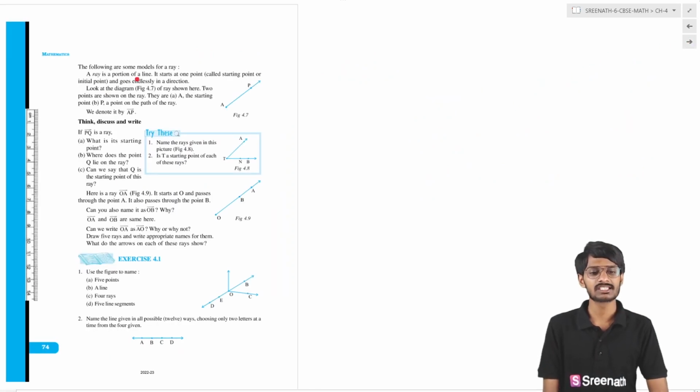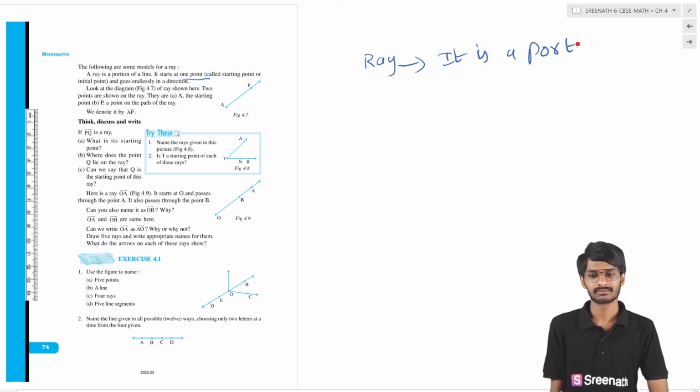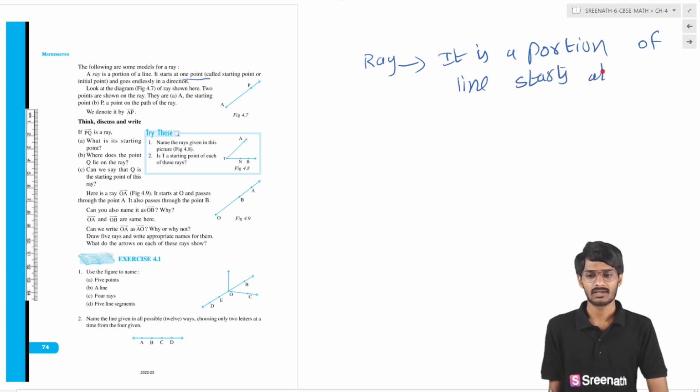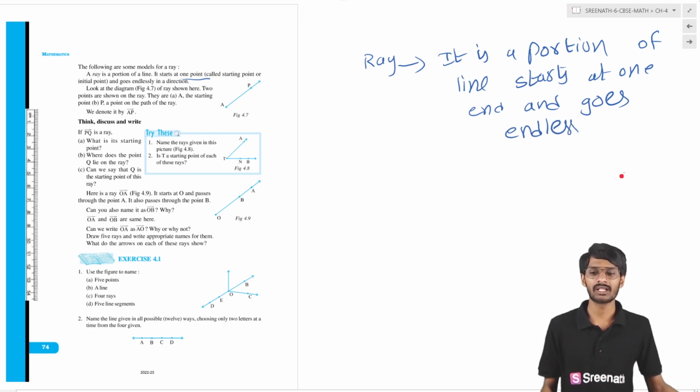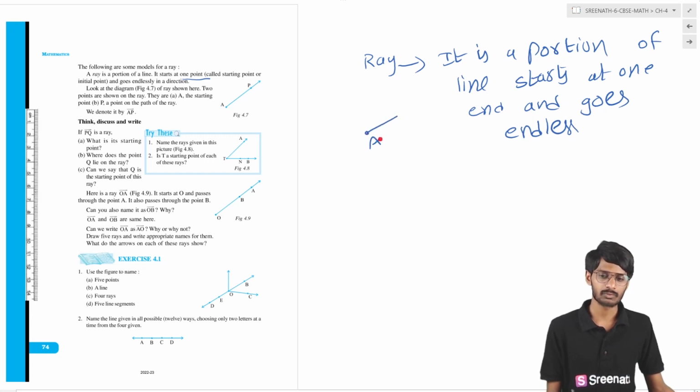A ray is a portion of a line. It starts at one point, starts at one end, and goes endless. There will be no end, students. So this is the representation of a ray. This is the starting point, and it goes on like that. So this is the ray.